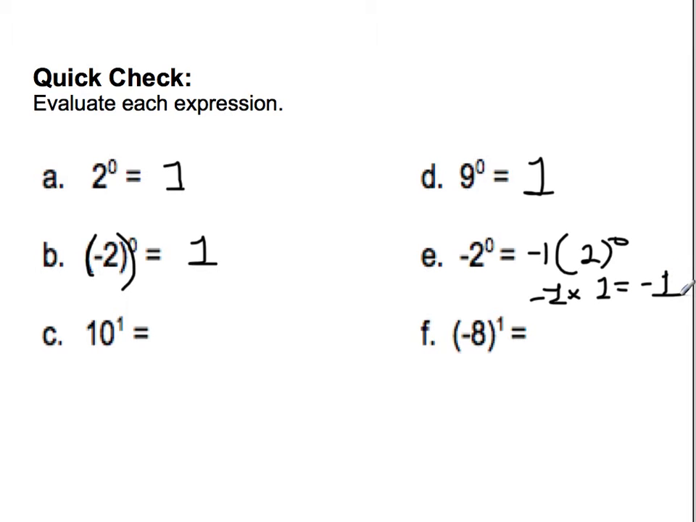So just be really careful. Ask yourself, is the negative part of the base, or is the negative just outside, getting multiplied in? 10 to the power of 1 is just 10. And negative 8 to the power of 1 is just negative 8. That's a little important later on. Okay? So I was just checking in to make sure you're doing that correctly.